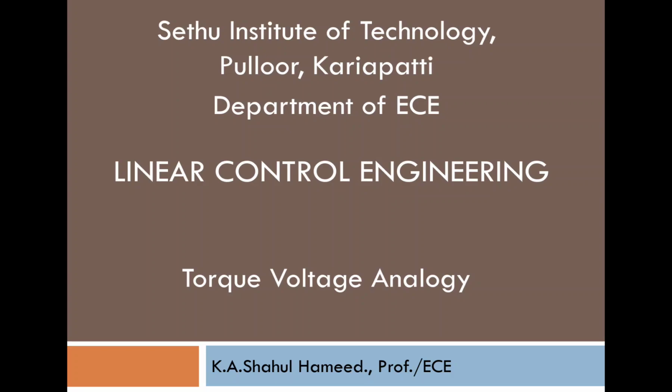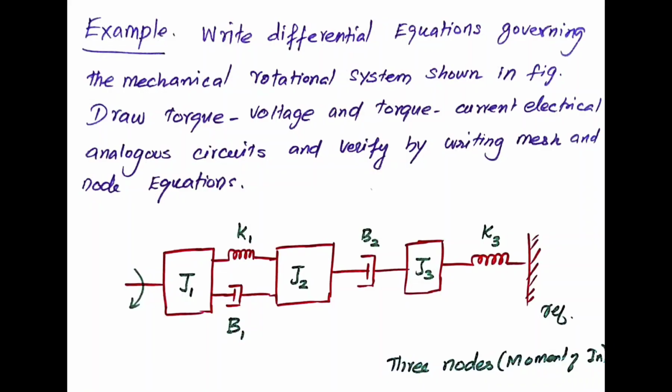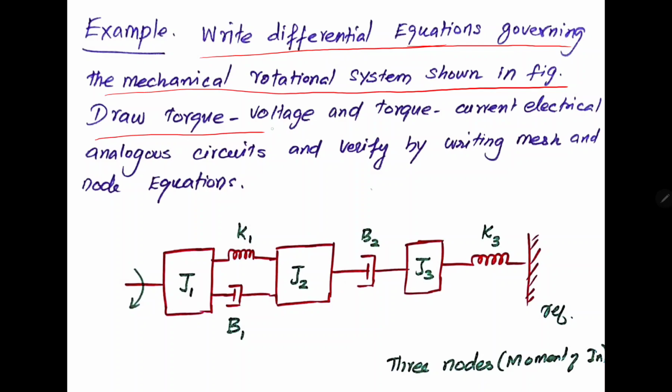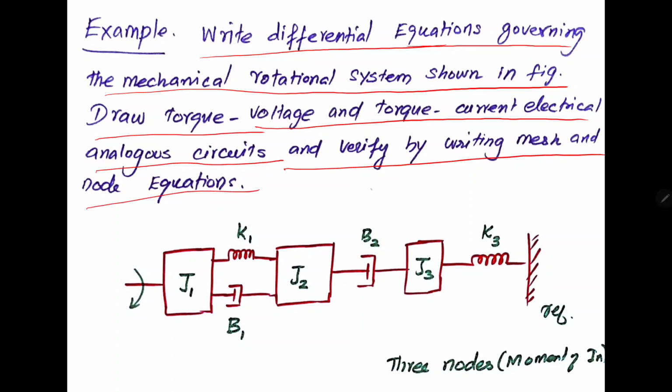In this session, we are going to discuss a problem related to torque-voltage analogy under linear control engineering. First, I will read the problem. Write the differential equation governing the mechanical rotational system shown in the figure. Draw the torque-voltage and torque-current electrical analogous circuits and verify by writing mesh and node equations.